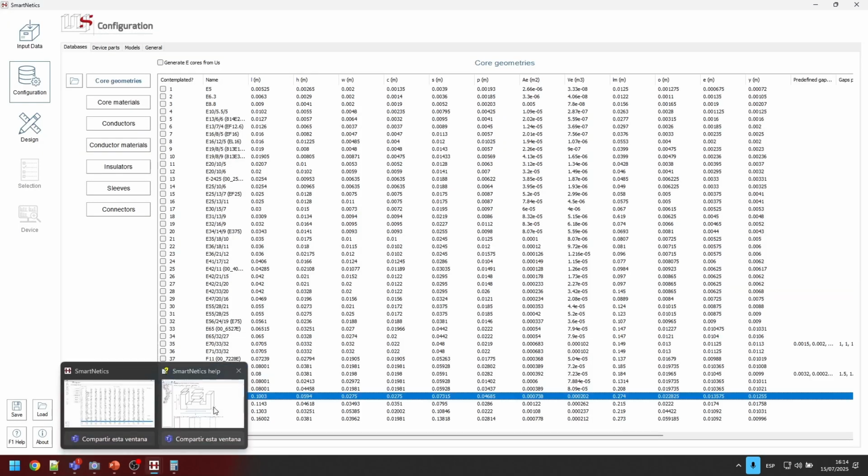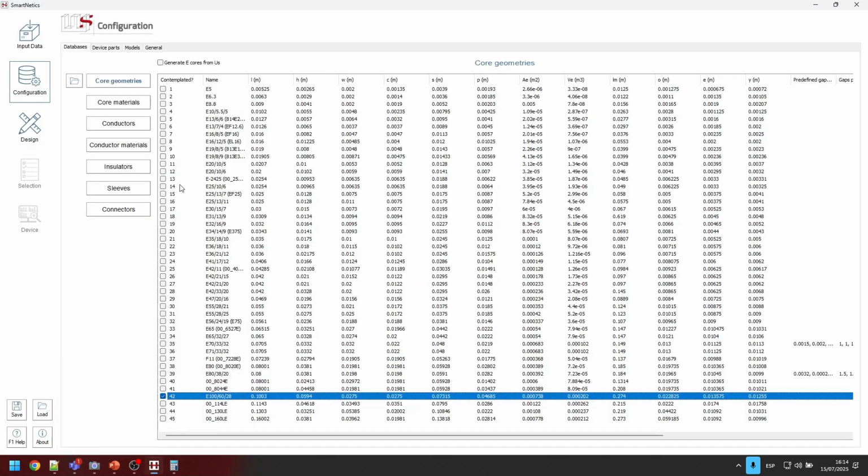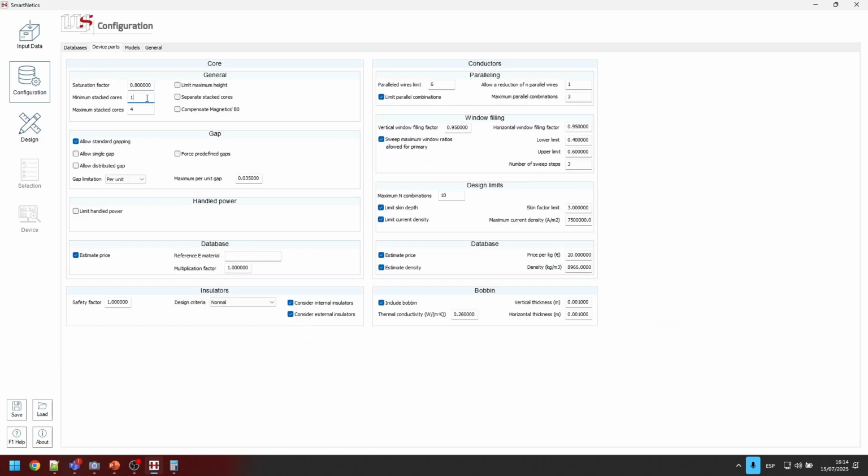I'm going to go back to Smartnetics. So we have selected the geometry. Now we can set the minimum and maximum number of cores. In this case, I'm going to make all of them be 7, because we know that 7 is the total amount of cores we have.